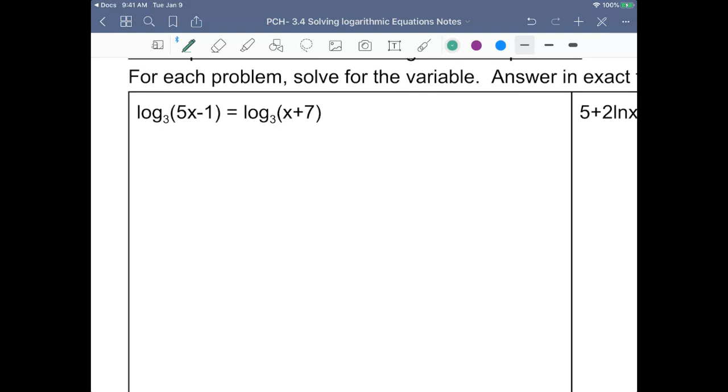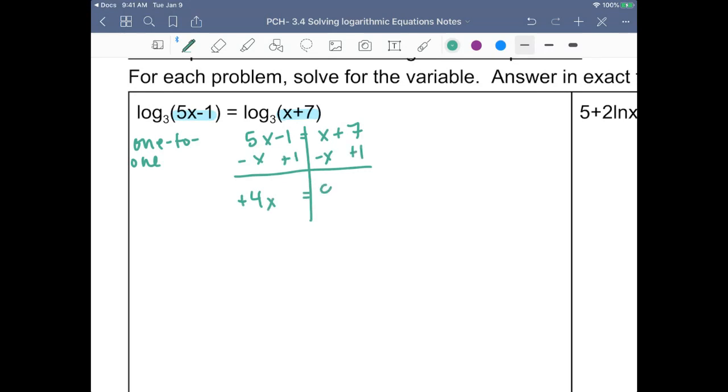All right. From yesterday, remember we have a property called the one-to-one property that says if we have the same base, so we're taking the same log, okay, then all we're trying to do is match our inputs. So this is the one-to-one property, okay? I get 5x minus 1 is equal to x plus 7. Subtract x. I'm going to add 1: 4x is equal to 8. So x is equal to 2.